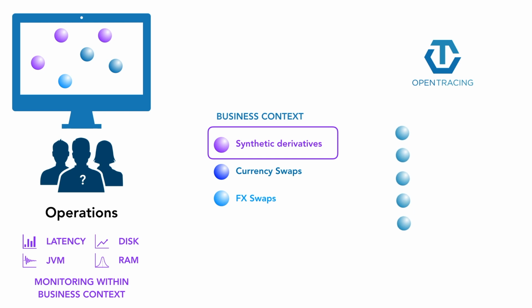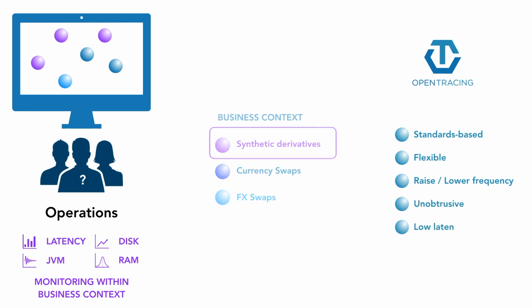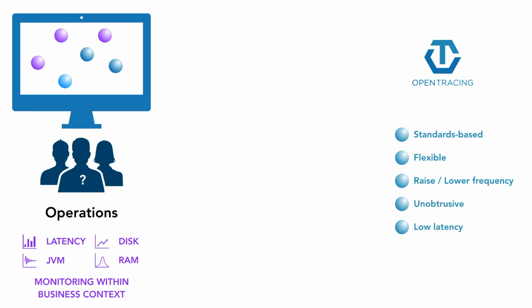Opentracing is standards-based and flexible. For example, events are only generated if you choose to run a Jaeger or similar agent. It's also possible to raise or lower the frequency of Opentracing events through configuration of, for example, environment variables. Indeed, our developers find Opentracing to be very unobtrusive, with virtually zero impact on the system performance and no errors or delays if Jaeger is unavailable.